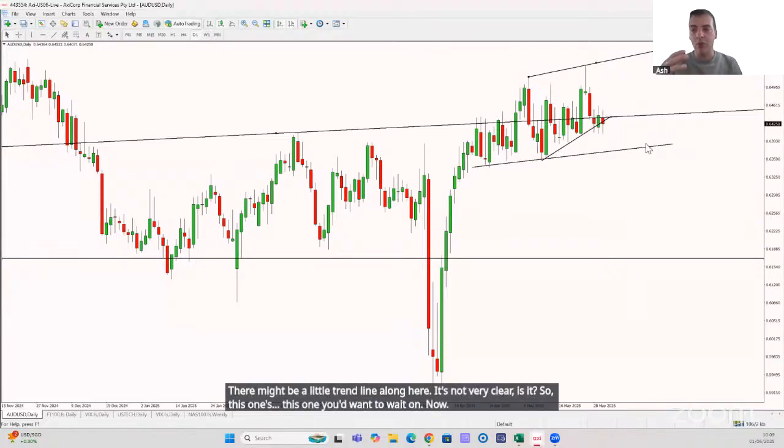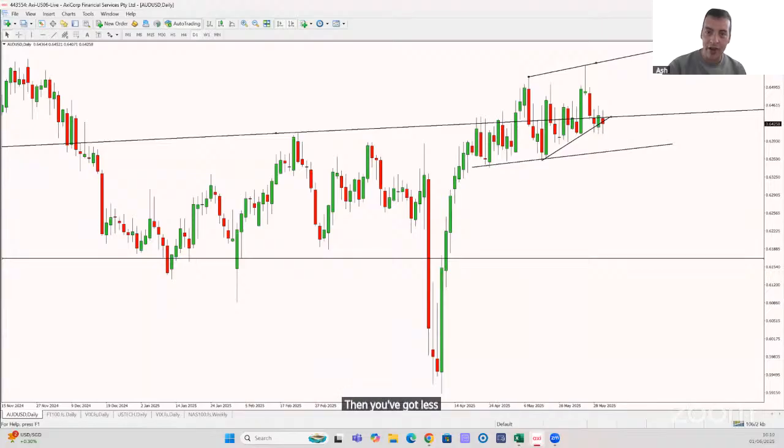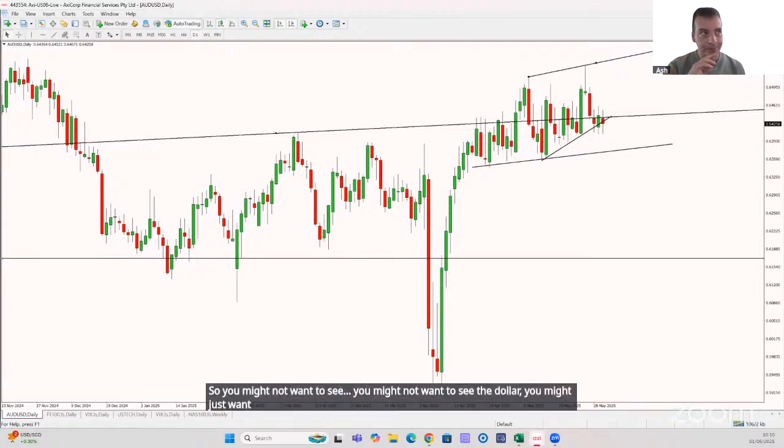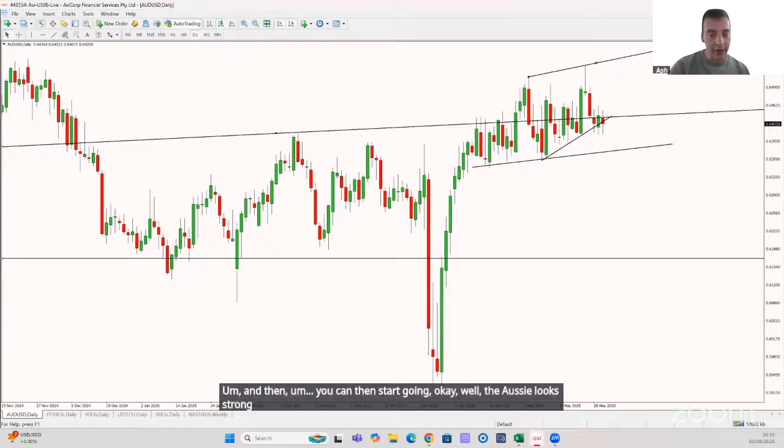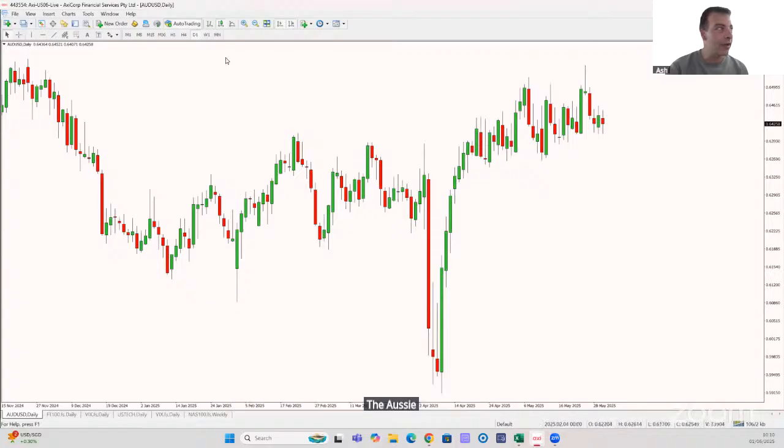Now, the reason this is important is that if you try and take everything against the dollar, then you've got fewer trades to look at straight away. You might just want to see how the currencies look against the dollar, and then you can start going, okay, well, the Aussie looks strong, the yen looks weak, as an example. So you take a position on that. But from what we can see here, this doesn't give us any real clear information. So the Aussie doesn't look like a great currency to start with.